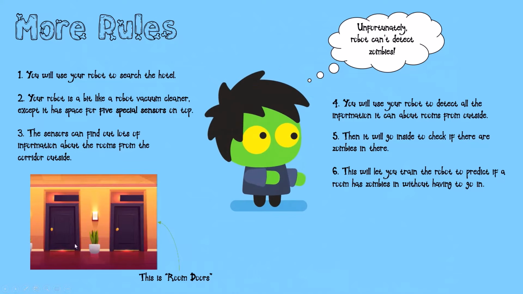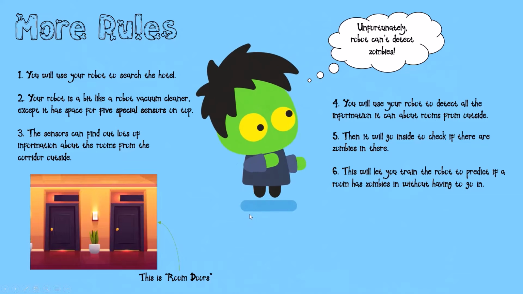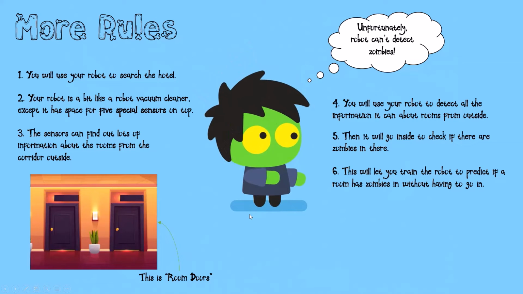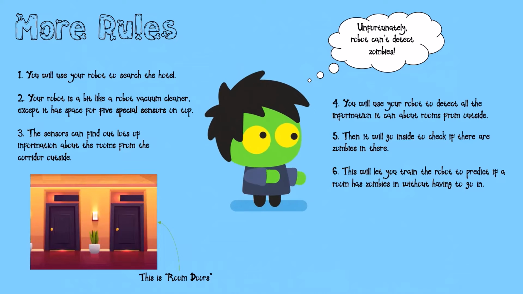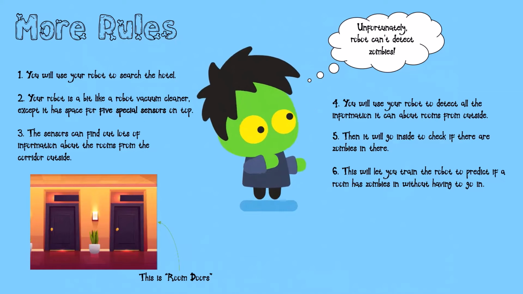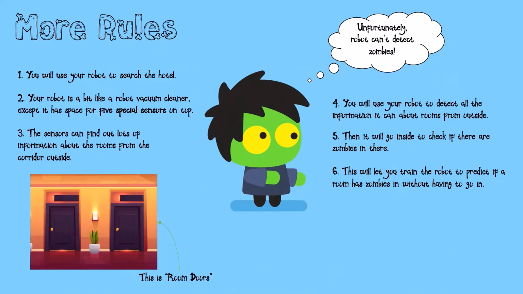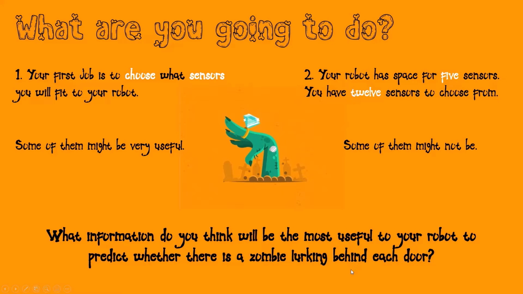Choose one door. You will use your robot to detect all the information it can about the room from outside. Then it will go inside to check if there are zombies inside. This will let you train the robot to predict if a room has zombies in it without having to go in. Unfortunately, the robot cannot detect zombies. So, good luck.